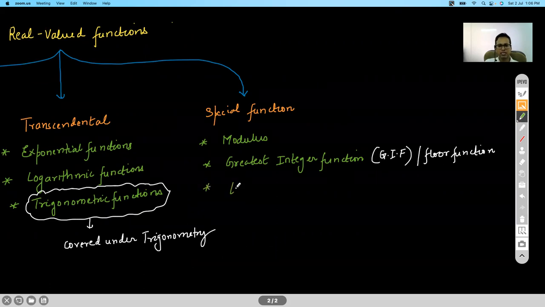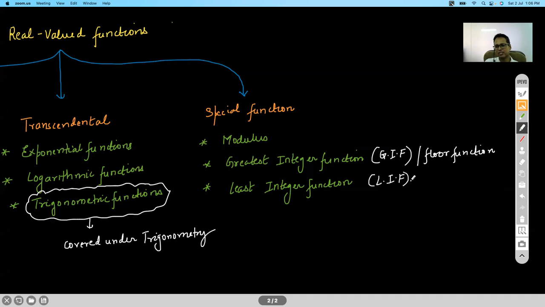Then we'll talk about the least integer function, LIF, also called the ceiling function. Okay, so this is also called the ceiling function. Why is it called the ceiling function? That we will talk about when we start discussing this type of function. And finally, we are going to talk about the fractional part function.